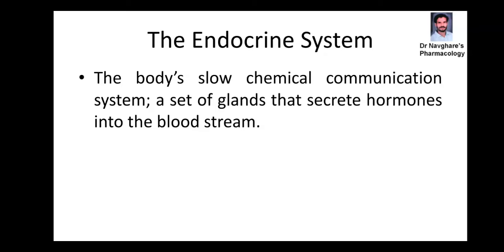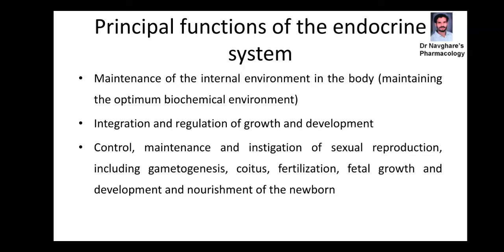So the endocrine system is the body's slow chemical communication system, a set of glands that secrete hormones into the bloodstream. So what are the principal functions of the endocrine system? The endocrine system helps in maintenance of the internal environment in the body. It maintains the optimum biochemical environment, which is called homeostasis.